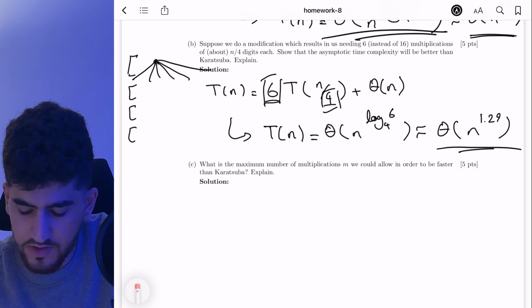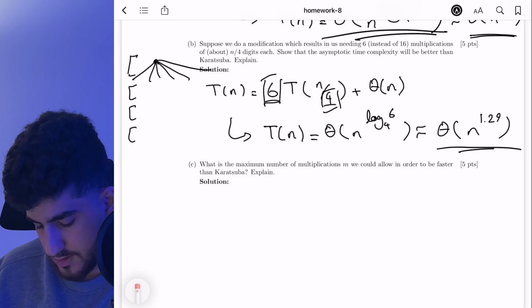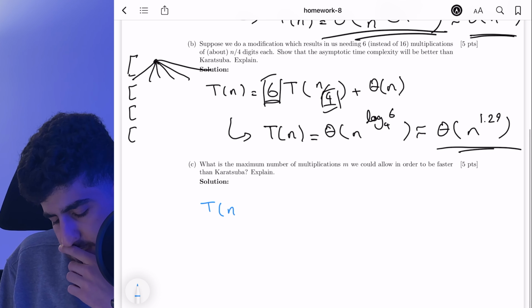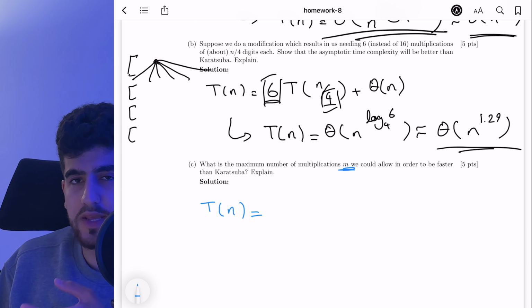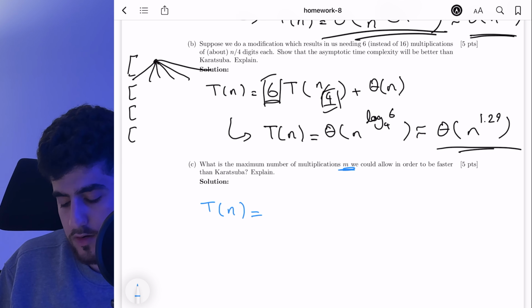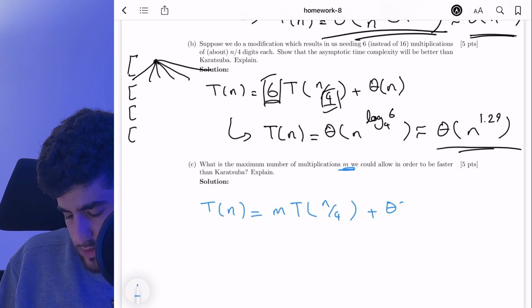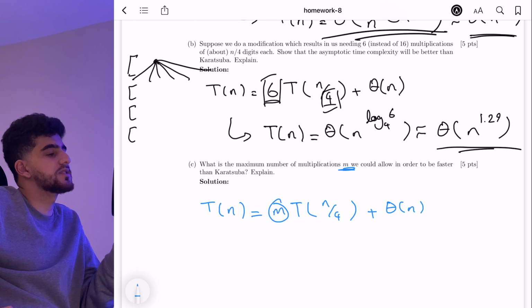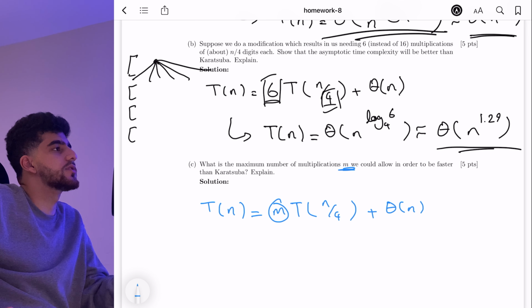What is the maximum number of multiplications m we could allow in order to be faster than Karatsuba? Explain. Well, in here T of n is going to be equal to, we call it m, the maximum number of multiplications that we can allow, m times T of n over 4 plus theta of n. And we know that m is going to be at least 6, because we saw here that 6 is okay. So m is going to be greater than 4.